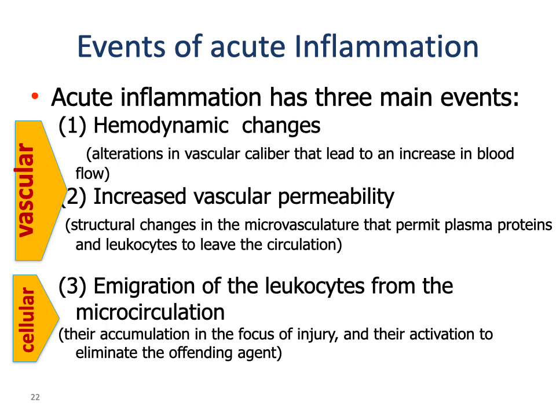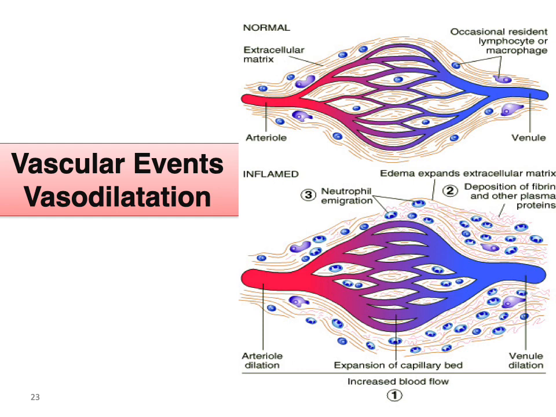Now, as mentioned, there are two phases in acute inflammation. Number one is the vascular phase. Number two is the cellular phase. Let's focus for now on the vascular phase because we have to understand what happens in the blood vessels so that we will have an idea why we will manifest with the cardinal manifestations of inflammation.